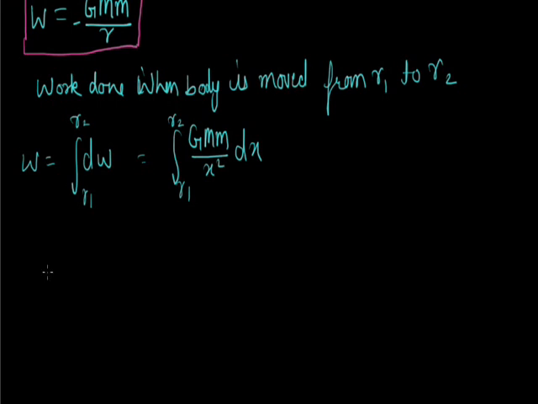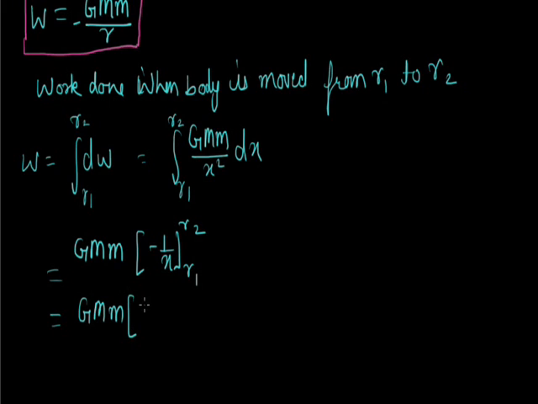By integrating it, 1 by x square, its integration will be minus 1 by x, and limits are r1 to r2, and when we put these limits, then we get 1 by r1 minus 1 by r2. So it will be the gravitational potential energy when the body is moved from some distance r1 to r2.